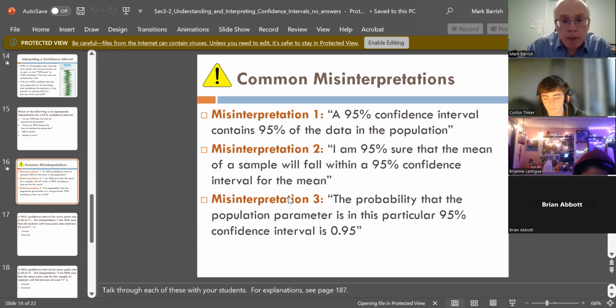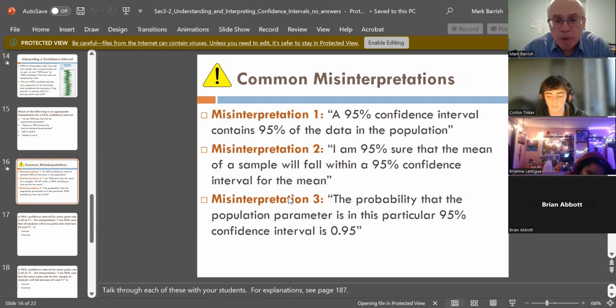All right. So here are common misinterpretations. This is important because this shows up on tests. Maybe the final exam, but certainly on test number 2. Misinterpretation number 1. It says a 95% confidence interval contains 95% of the data in the population. That's not what it means, does it? No, that's not necessarily true. So that's definitely incorrect.